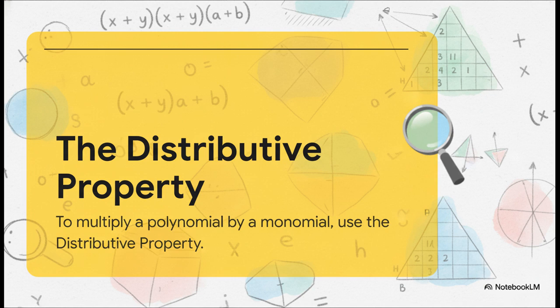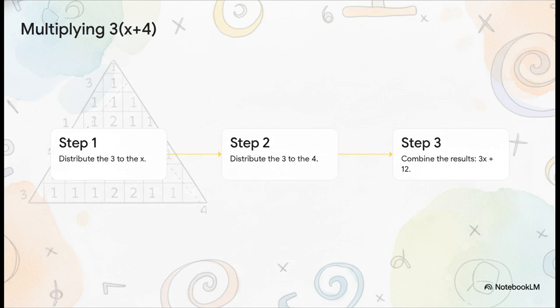Our source material puts it perfectly. When you want to multiply a polynomial by a single term, that's a monomial, you just use this property. Think of it like this. The term on the outside gets shared with every single term on the inside. That's it. Let's see this thing in action with a super simple case.